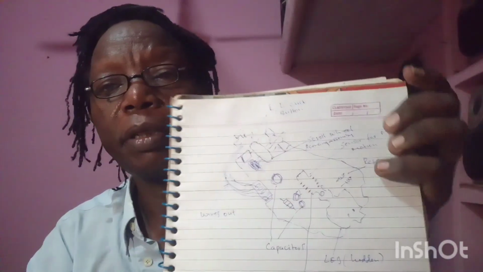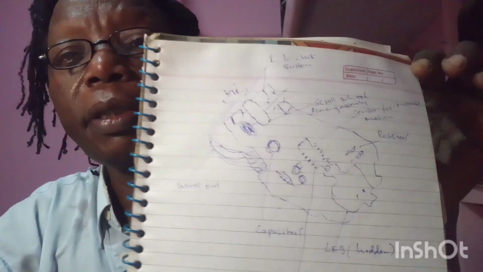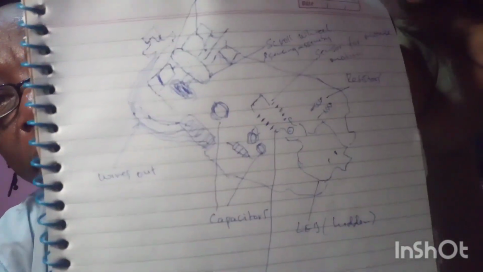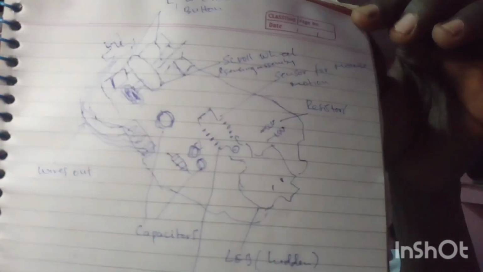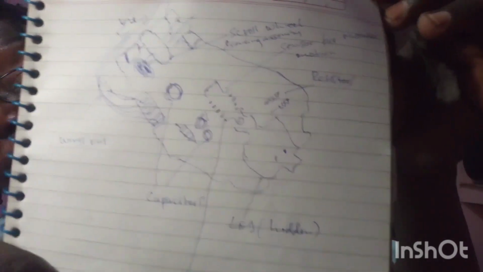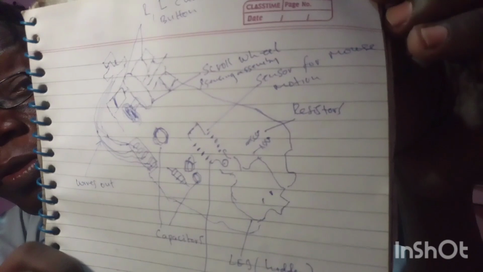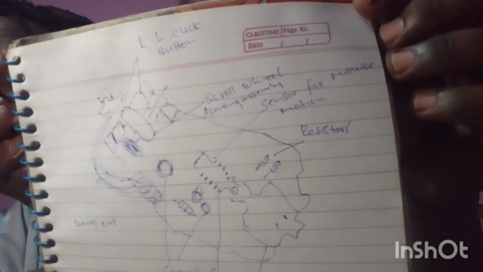Yeah, it's the sensor for mouse motion. Capacitors, wires, resistors. I've drawn a diagram actually, but I don't know whether you can see it. Let me bring it close. I don't know whether you'll be able to see this diagram which I've drawn, and I have the internal structure, the architecture of this thing.